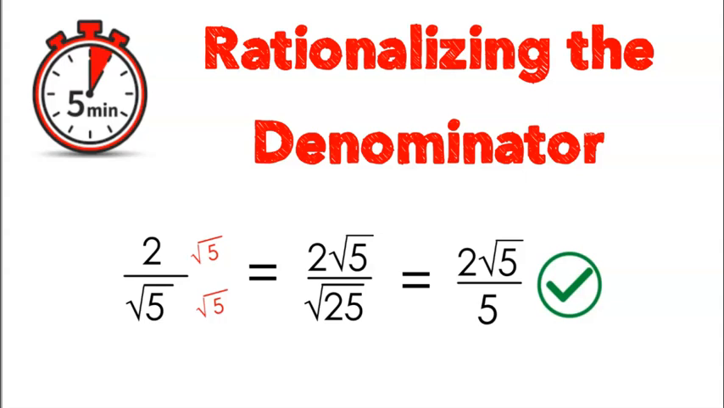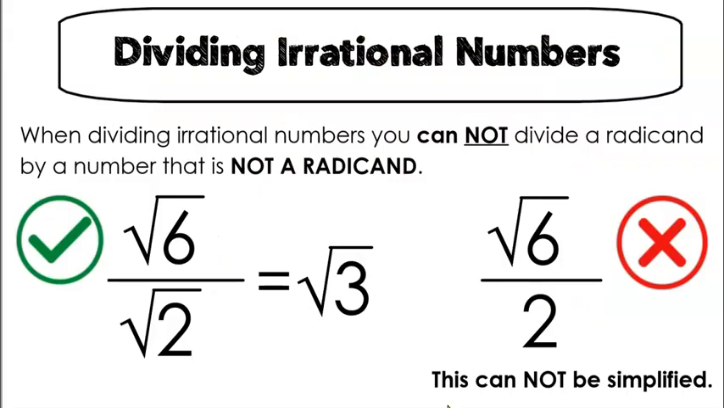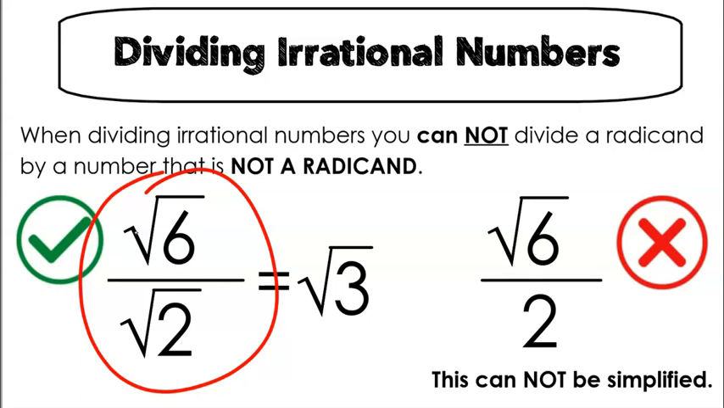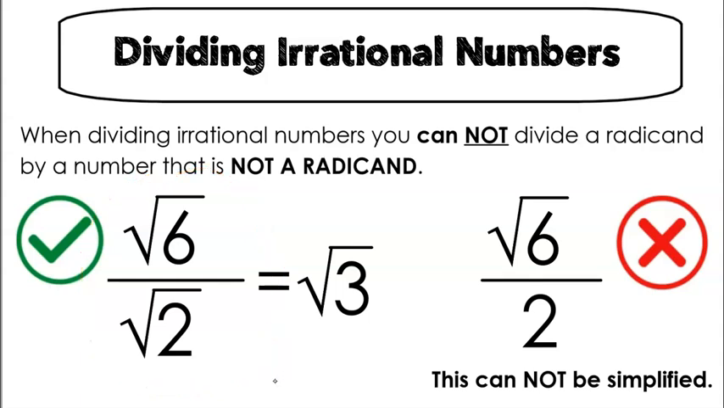Rationalizing the Denominator in 5 minutes. When you're dividing by an irrational number, it's important to remember what you can and cannot do. In the example on the left, both the numerator and denominator are radicands. And radicands can perform operations with other radicands only.